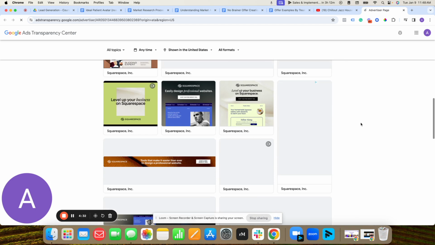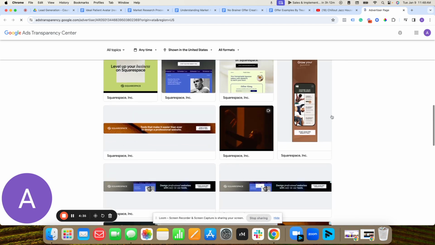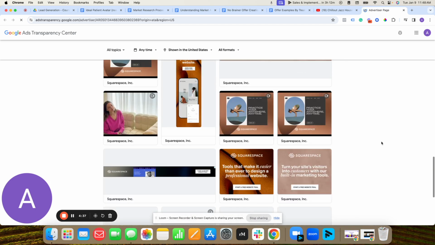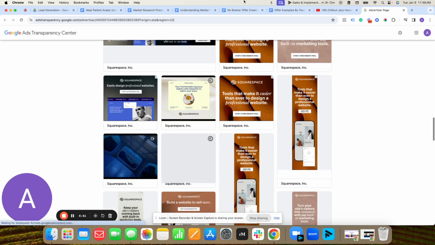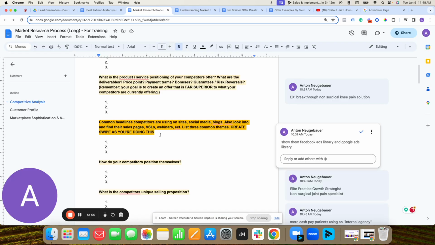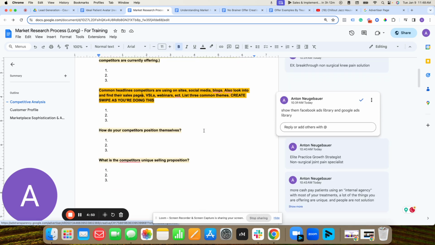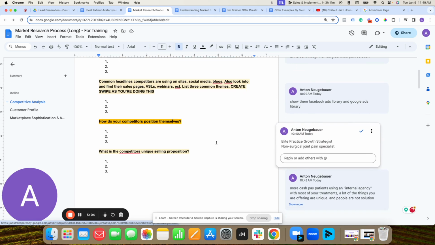Video ads, image ads. This one's pretty cool. Banner ads, different formats, different displays. And you can see where they're sending it. So go look at that. List 3 common themes. Create some swipe files. Save this stuff. It's really valuable to know. If somebody is spending way more money than you, save yourself some time, energy, and effort, and save yourself the money. How do your competitors position themselves?